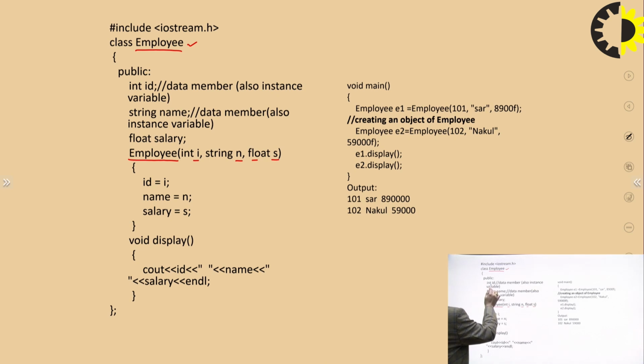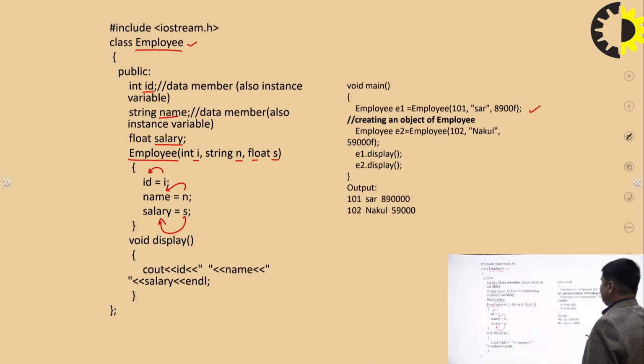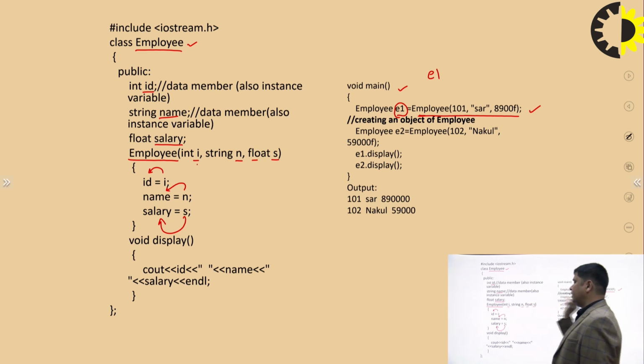These are three variables: id, name and salary. The value of i will be transferred to id, the value of n will be transferred to name and the value of s will be transferred to salary. And this is the method which is used to display. Now, listen to this code very carefully. The execution will start from this point, and whenever the object E1 is created, the values will be passed to these parameters.